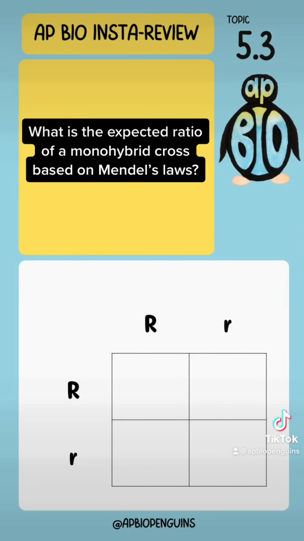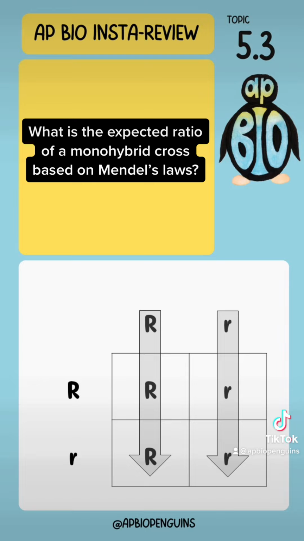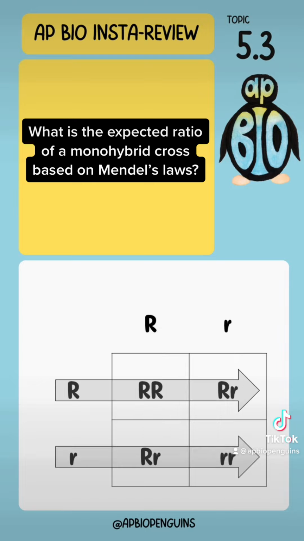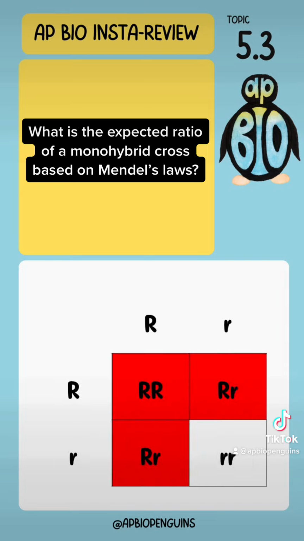So based on Mendel's laws, what would you expect from a monohybrid cross? Here we made a monohybrid cross. You can see that both parents are heterozygous for one trait. So we're going to pull down the allele from the male, the sperm, and pull across the genes that we find in the egg. So you can see that a monohybrid cross gives a 3-to-1 ratio of the dominant trait to the recessive trait.